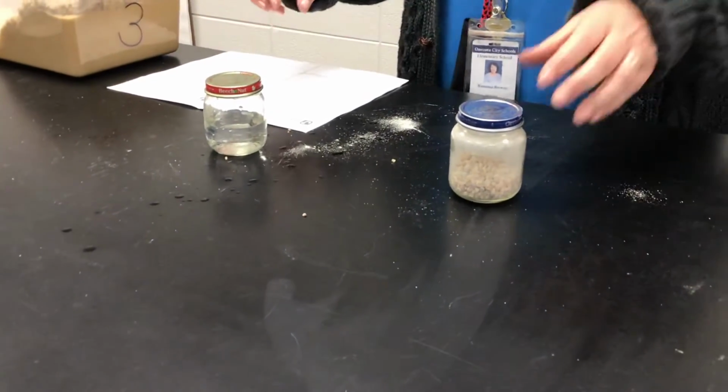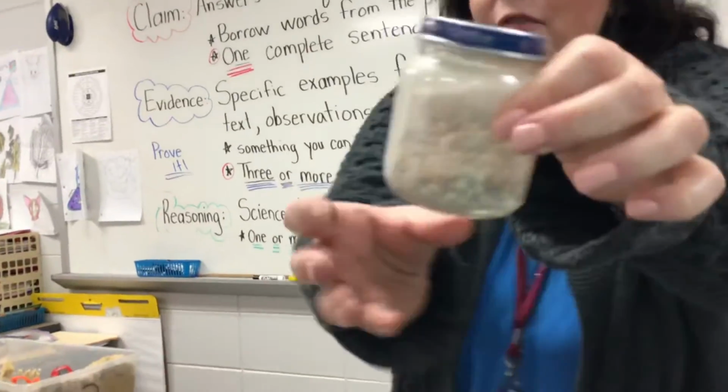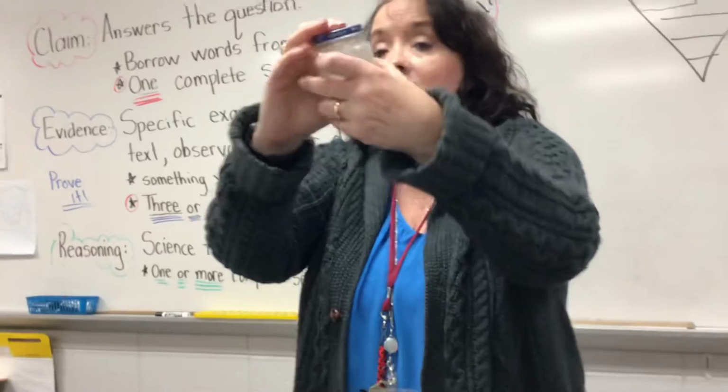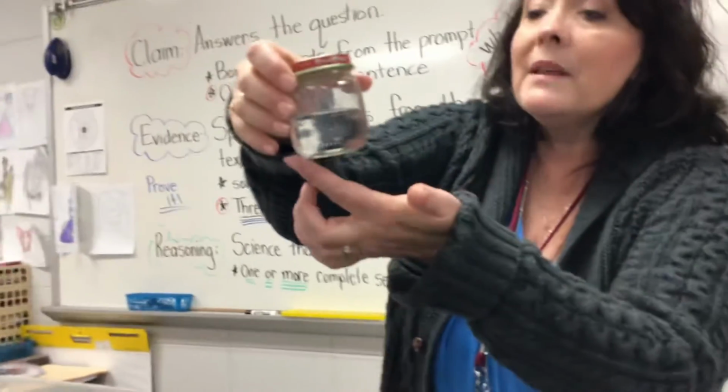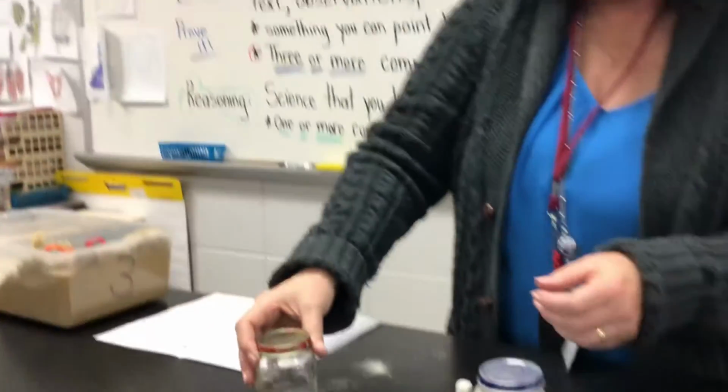What did you notice at the bottom of the jar? Well, you can kind of see at the bottom, but you can definitely see along the sides. Well, the powder is sediment. There was sediment at the bottom of the jar. There's a little bit of sediment at the bottom of the water. A little bit, some tiny little grains.